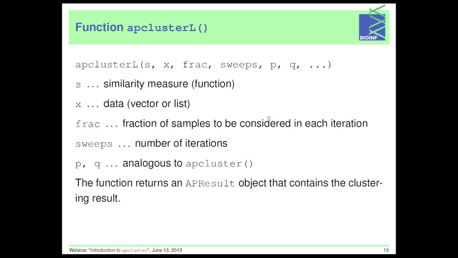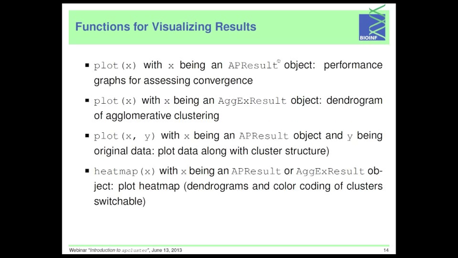Frac is the relative proportion of samples that you take in each iteration. So if you want 1% of column objects in each iteration to be considered as potential exemplars, then set frac to 0.01. And sweeps is just the number of times you repeat this. Okay, we will see all this in the demo session later on.